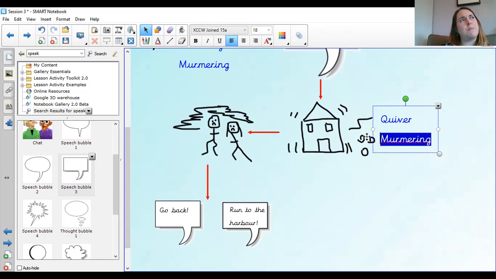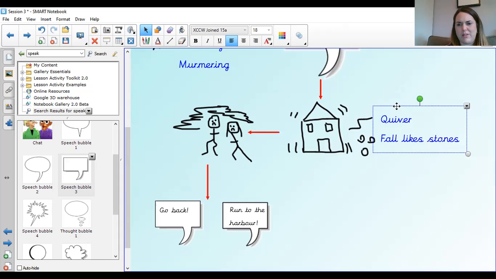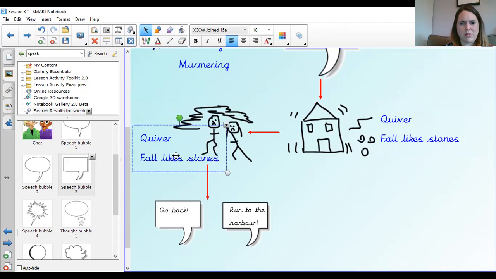I'm going to add my own ideas as well. So the bread rolls fall. I'm going to put the bread rolls fall like stones. Make it a bit more dramatic. The sky darkens. They're really scared, aren't they? I might add in some words to show how scared they are. When I retell my story, I'm going to say that they were terrified.